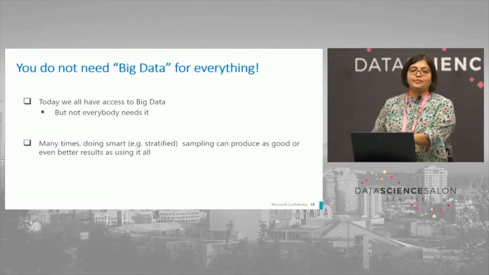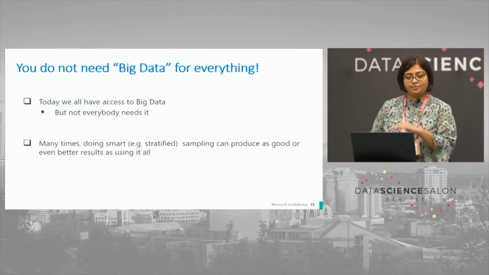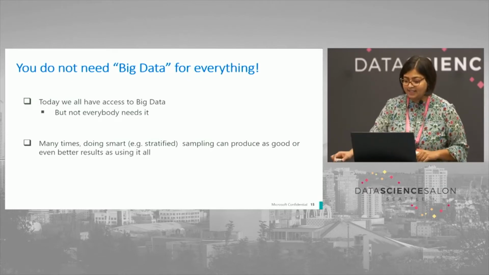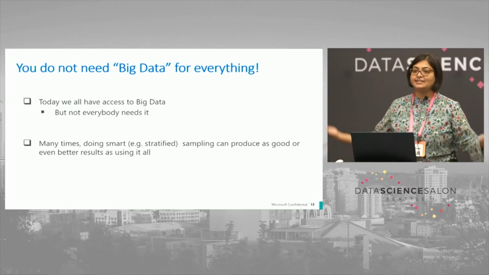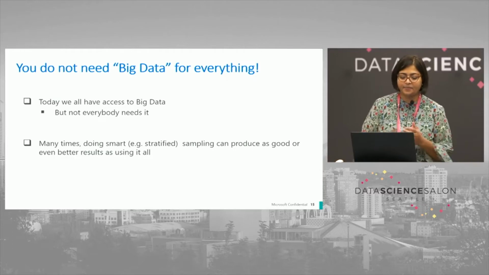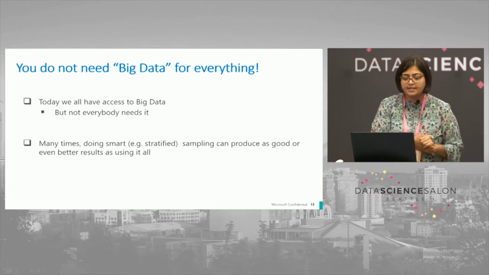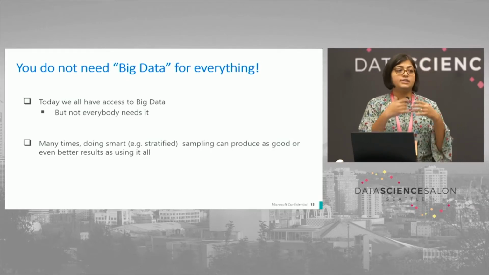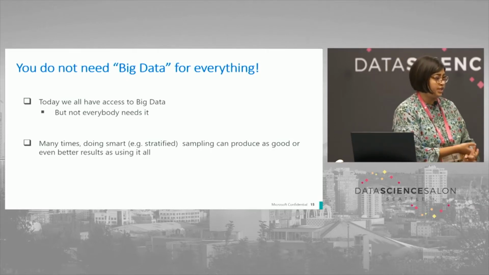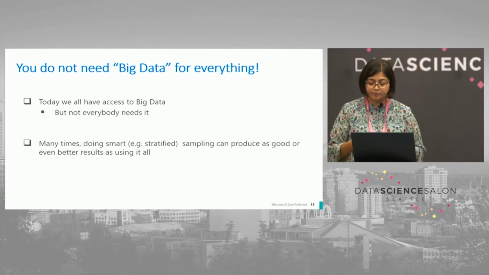You do not need big data for everything. We always hear that. Today we all have access to big data, but not everybody needs it. It's good to have it, but not everybody is as fortunate to have tons of user data. Many times, doing smart stratification of your data, right? Sampling can produce good or even better results than using all of it. That way you also make sure you're not overfitting, if you're using a less complex model, right?